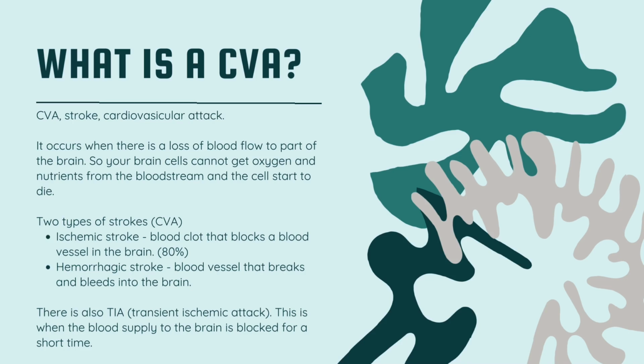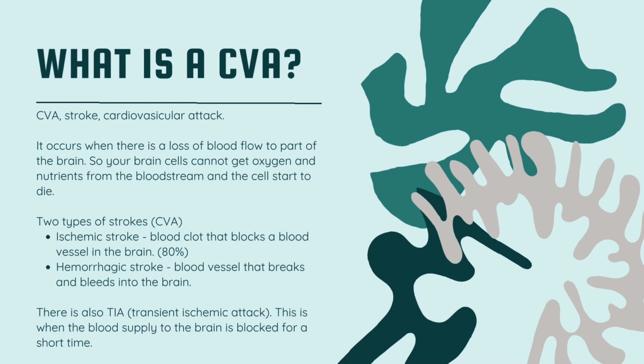There's ischemic stroke. This is when there is a blood clot that blocks a blood vessel in the brain. This makes up about 80% of all strokes. Then there is the hemorrhagic stroke. This is when there is a blood vessel that breaks and bleeds into the brain.